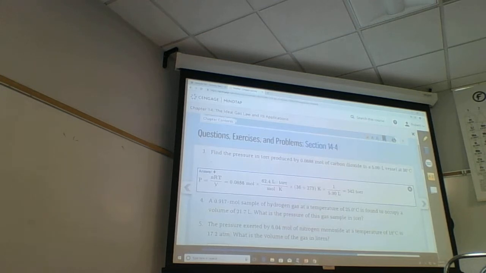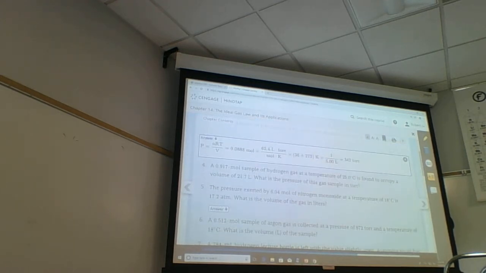And so they want it in torr, so there's 760 torr. So I'm going to just convert it one more step here. 760 torr per atmosphere. And so the atmospheres cancel. That gives us the torr. That should give us 342 torr.